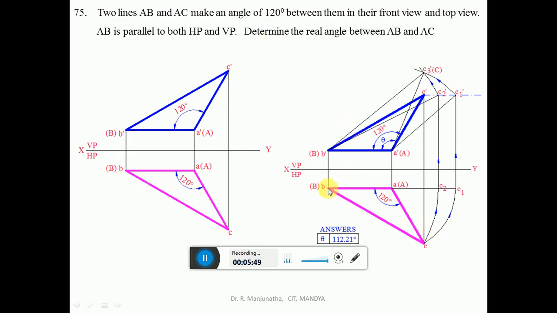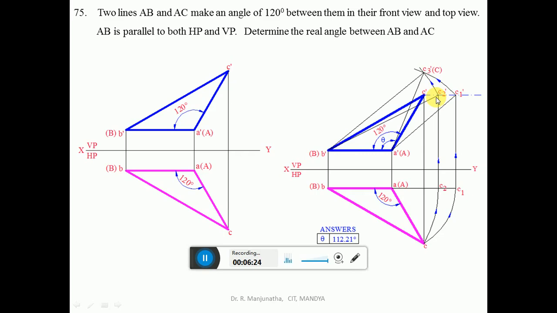BC is inclined to VP and B dash C dash is inclined to HP. So now we need to find out the true length of BC. With B as center, take the radius of BC, then draw an arc such that it becomes parallel to VP. This point becomes C2. Then you project this point C2 onto the locus of C in the front view. So you are going to get this point, which is C2 dash. Join B dash C2 dash a little bit thicker than the projector line. This is going to be the true length of BC.